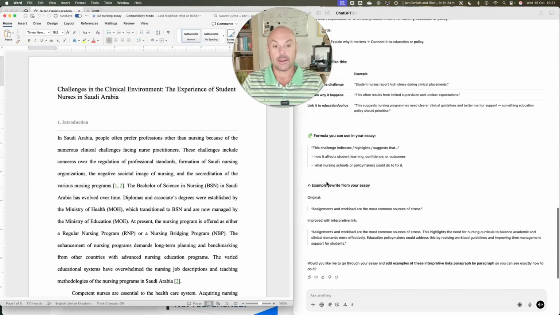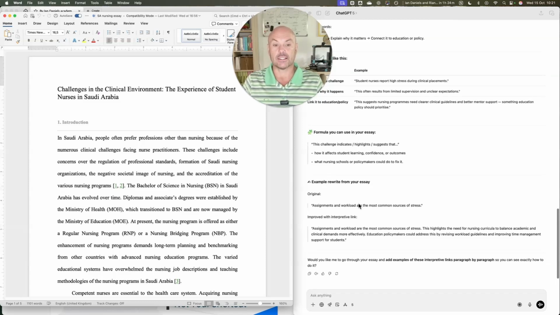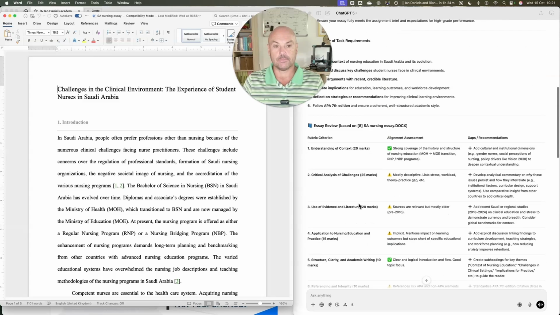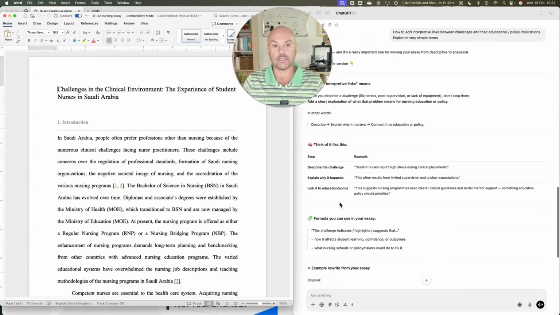Okay, so it has given me a structure here that I can interpret. I would never copy and paste that. I would make sure that it's always in my own words, but it's giving me ideas. It's showing me an example of how to do it. So it's very clear where to add it and in what way to add it with some excellent academic language. And once I think that's okay, I can move to the next prompt.